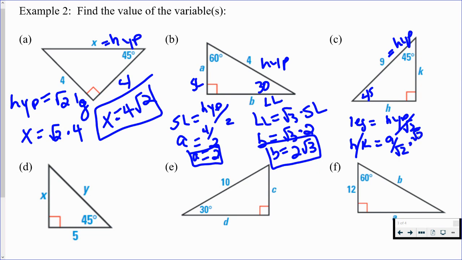We got to rationalize, so let's multiply by square root of 2 over square root of 2. That gives us 9 square roots of 2 over 2. So now we know that H, which is equal to K, is 9 square roots of 2 over 2.